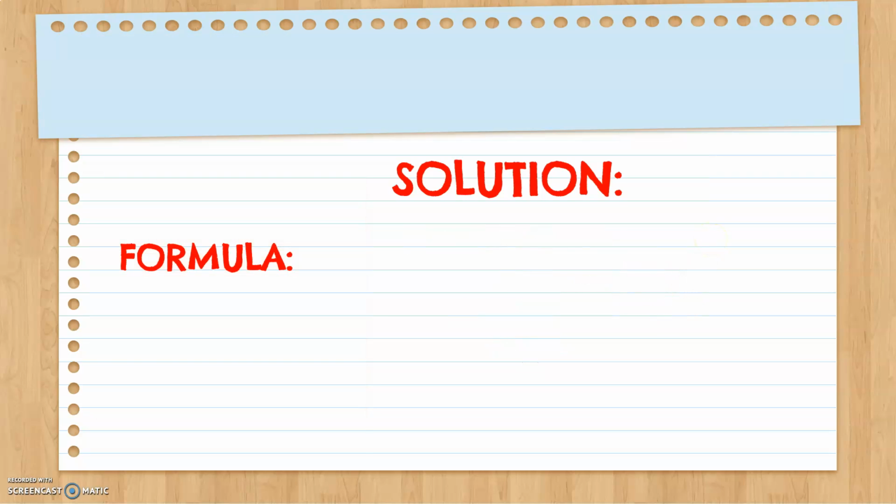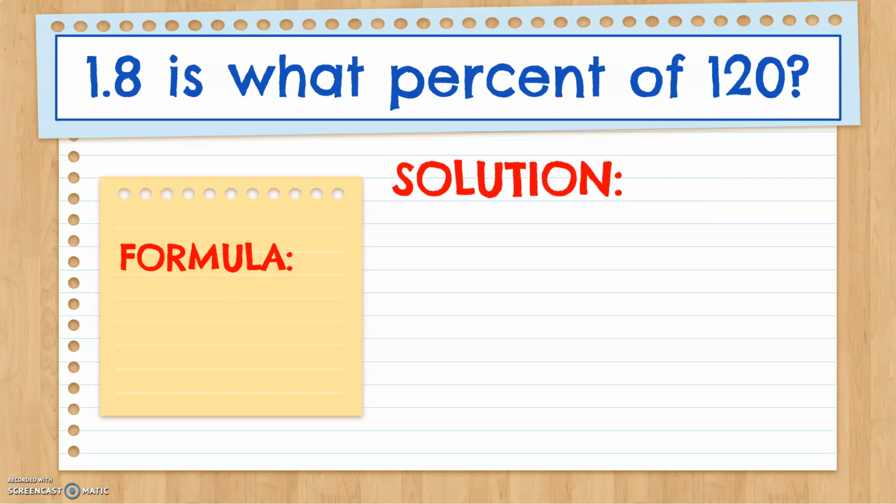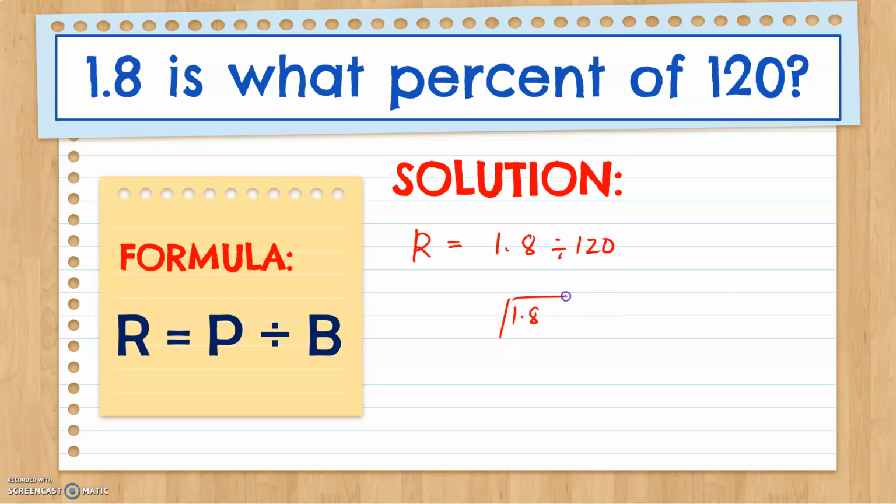Last example, 1.8 is what percent of 120? Again, this is the formula that we will use. So for the rate, we'll have 1.8 divided by 120. Okay, so let's try. 1 divided by 120 is 0. 0 times 120 is 0. 18 divided by 120 is 0. 0 times 120 is again 0. So let's add 0 here.